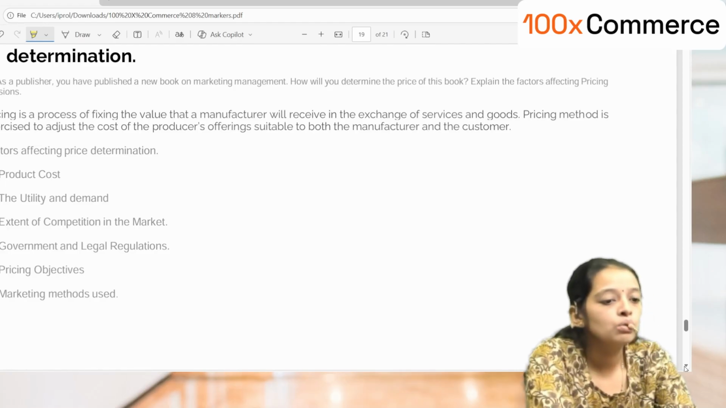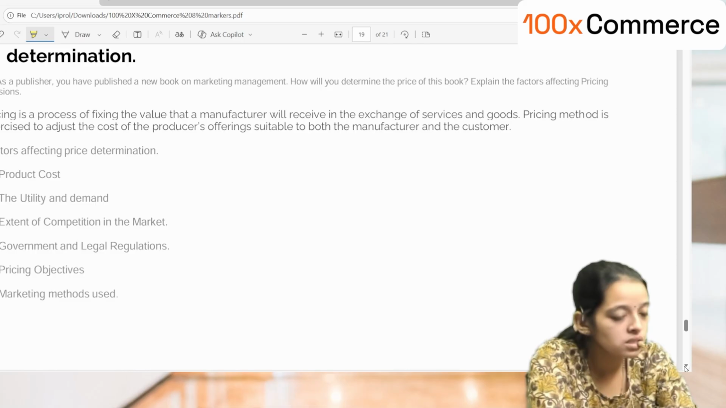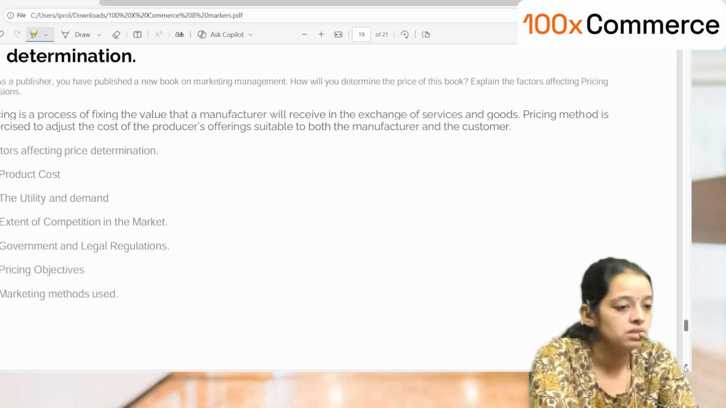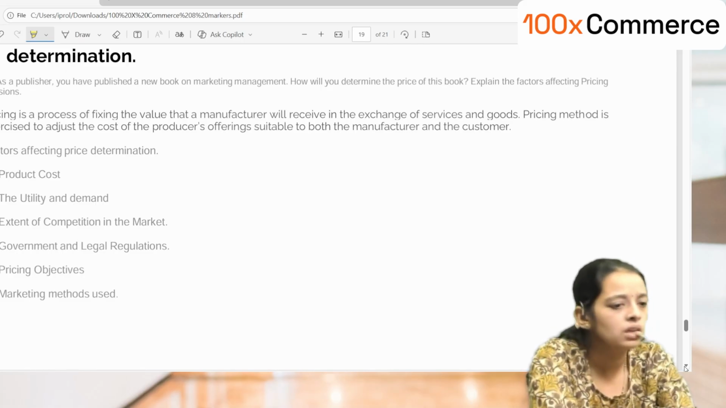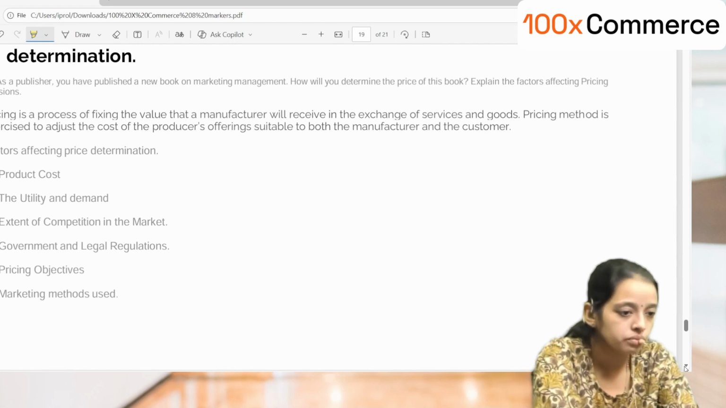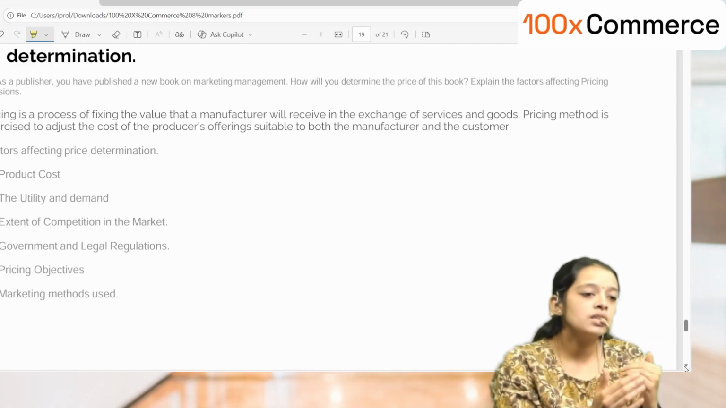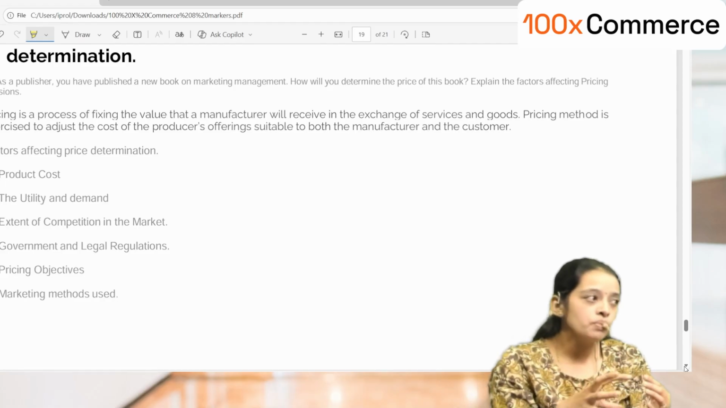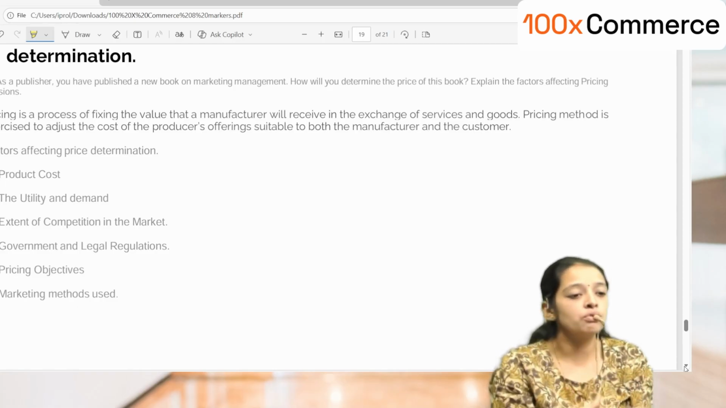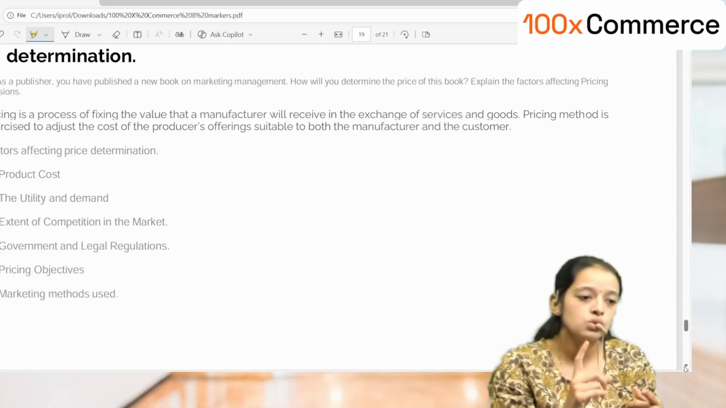Then government rules and legal regulations that are there in the country. According to the political system, government rules, regulations, taxation policies, all this also will be affecting the prices. Like for example, if GST changes, GST slab changes, definitely what will happen? There will be a change in the prices of the product, simple. Then pricing objectives. Some companies will be aiming to keep a small price initially and then increase it, or some will come to the market with the intention of earning profits itself. So based on the pricing objective of the company also, the price determination is going to change.